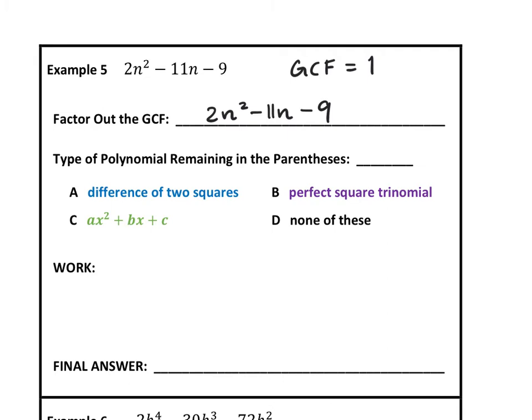And check to see what method do we have. Is it a difference of 2 squares? No, right? Because it has more than 2 terms. Is it a perfect square trinomial? Can I square root the first term? Can I square root n squared? Yes. But can I square root 2? No. So it's not a perfect square trinomial. So let me erase my work here. Okay, so let's try the table method.